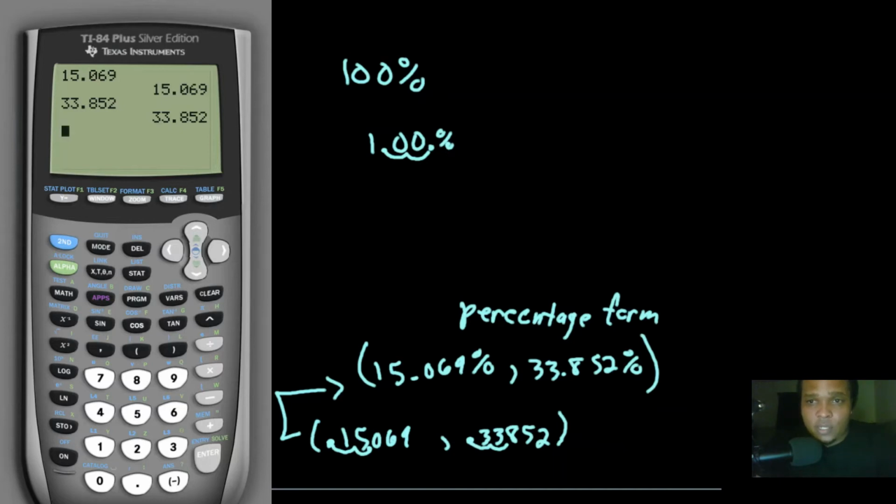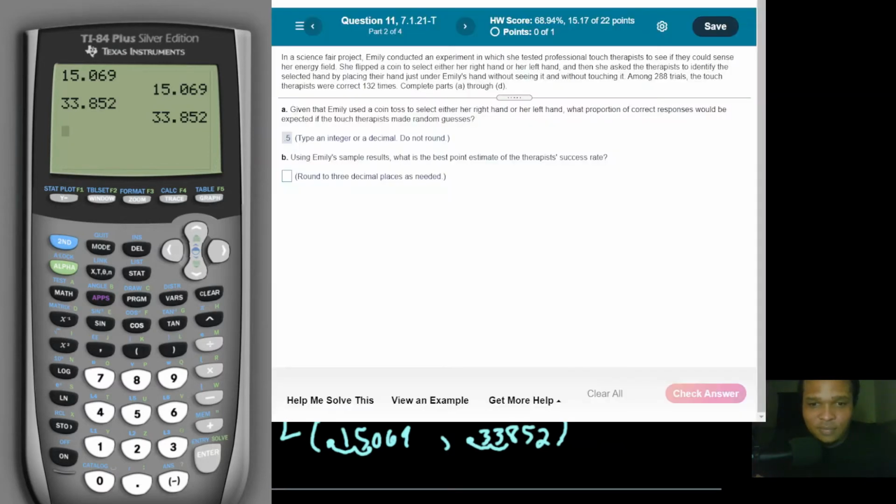Right. Anyway, in a science fair project, given that Emily used coin tosses, what proportion of correct responses would be expected? Okay, that's 50%. She flipped a coin. 0.5. Yep. Using Emily's sample results, what is the best point estimate? All right. So point estimate would be your x divided by, oh, you guys can't even see the question. Okay, sorry about that. I'm sure you're following along when you hit next anyway. But here's what we have. All right. Anyway, using Emily's sample results, what is the best point estimate? Point estimate is x divided by n.